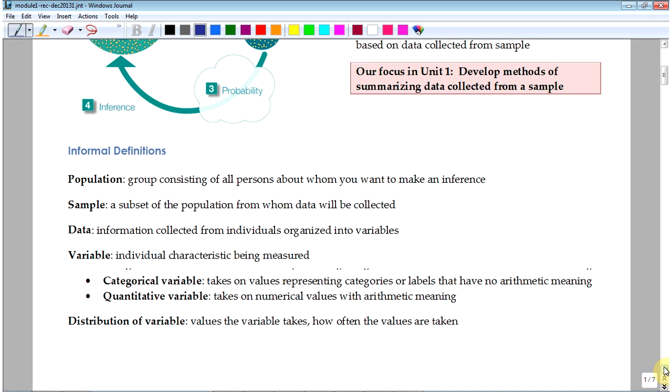Next, quantitative variables take on numerical values that do have an arithmetic meaning. So it could be weight, it could be salary, just any type of variable with a number that if you add the values together or subtract, it actually means something. So that's what arithmetic meaning means. A distribution of a variable are all of the values that the variable takes on.